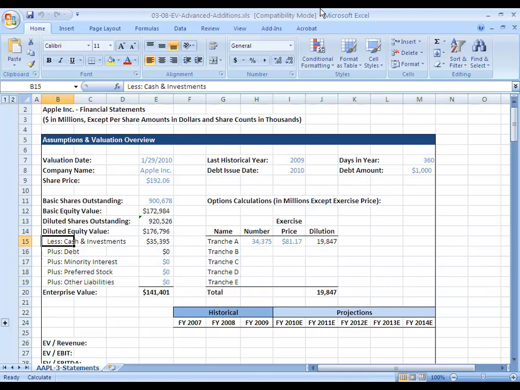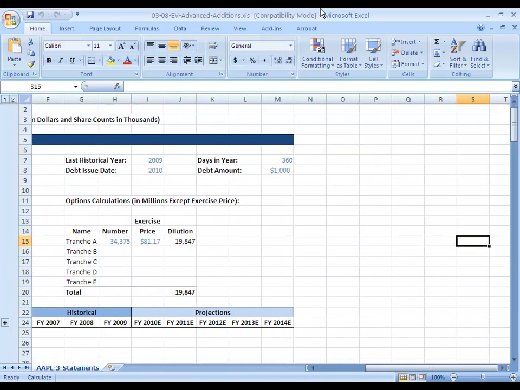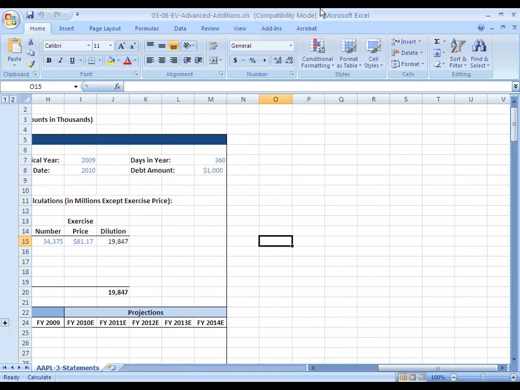So let's start on the cash and investment side. And really, I think the two main additions that we can sometimes make here are net operating losses and then investments in other companies. I'm just going to label this equity investments.